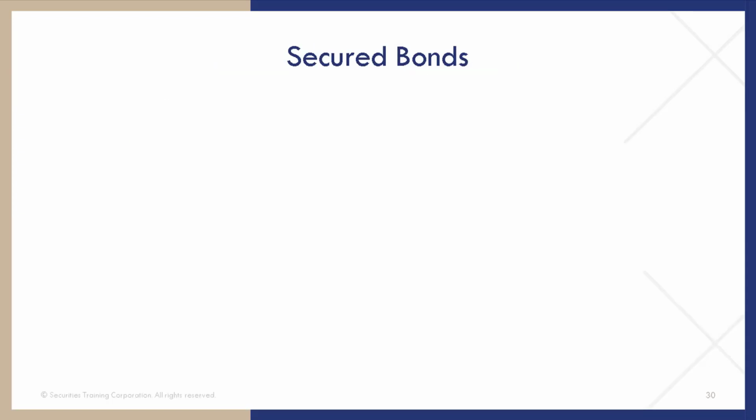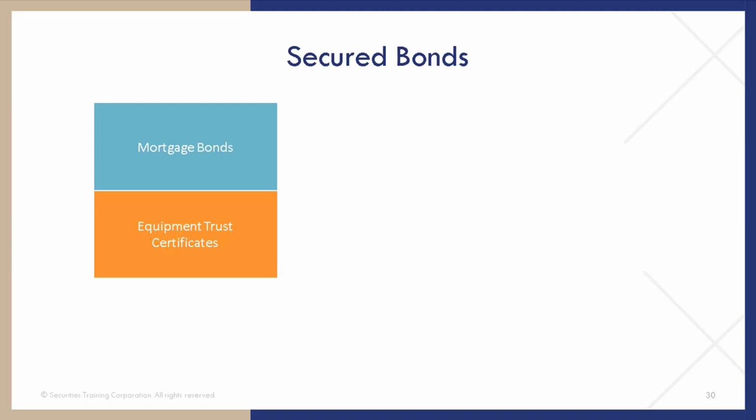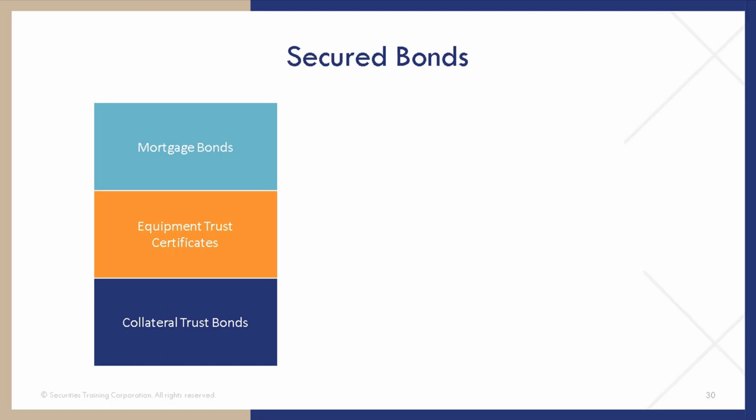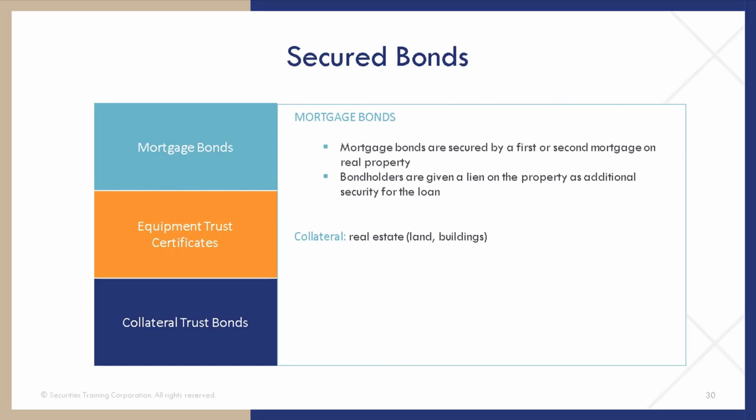Well, what could bonds be secured by? There's mortgage bonds, equipment trust certificates, and collateral trust bonds. Let's take them one at a time. With mortgage bonds, the bondholders have a lien on some property. So a corporation might issue bonds where, if they default, bondholders have a lien against the building. If the corporation defaults, it was secured by that building that was pledged.